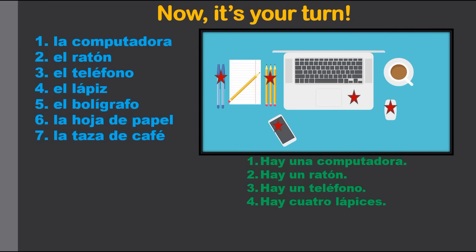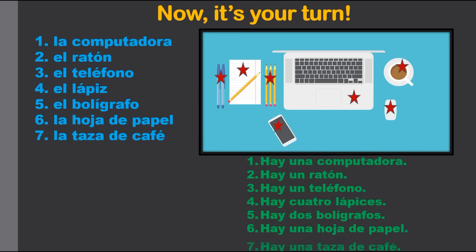Number 5. ¿Cuántos bolígrafos hay? Hay 2 bolígrafos. Number 6. ¿Cuántas hojas de papel hay? Hay una hoja de papel. And number 7. ¿Cuántas tazas de café hay? Hay una taza de café.